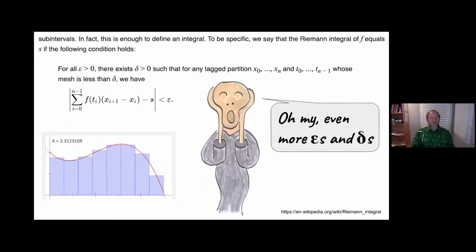And if you double click again on this definition, you see what people do is you slice up this interval into tiny rectangles, and then you sum them up, and then in the limit you get the area under the curve. But again, it's even more epsilons and deltas, and that's exactly what I want to avoid.